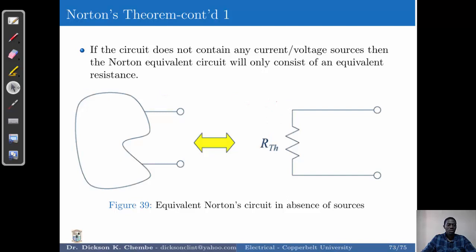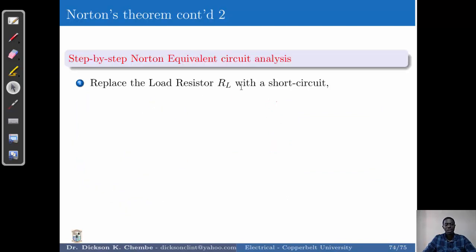Now, if we come to the step-by-step analysis, what you do first of all is to replace the load resistor by a short circuit. So a short circuit is simply a wire connection that replaces the connection where the load resistor is between those terminals. So if you have terminal A and B and there's a load resistor in between there, you replace it by simply a wire that is what we call a short circuit.